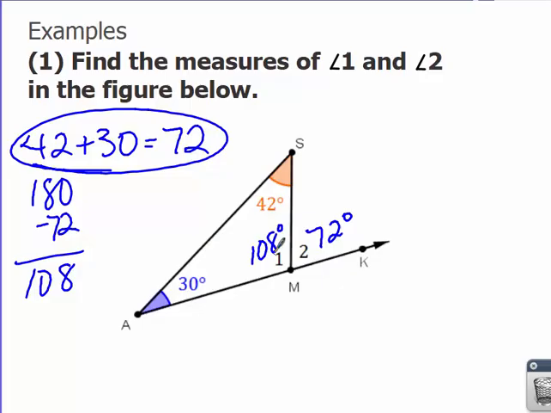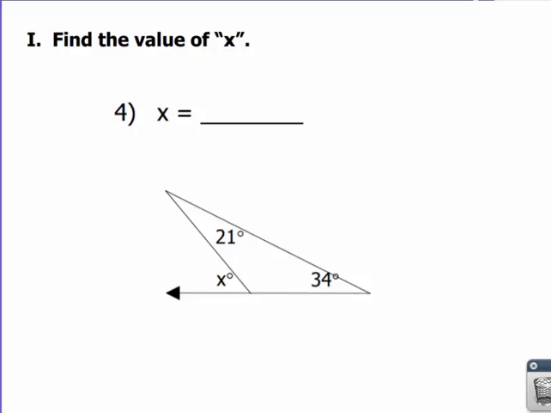So let's see if you can do one on your own. Find the value of x for me. Pause the video and find x. Okay, let's see how you did.